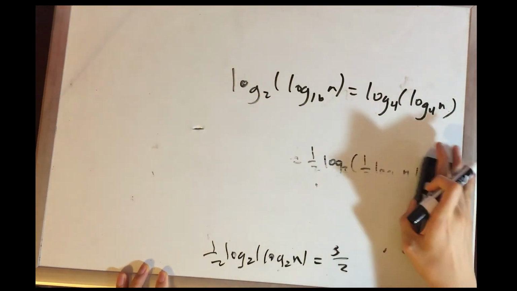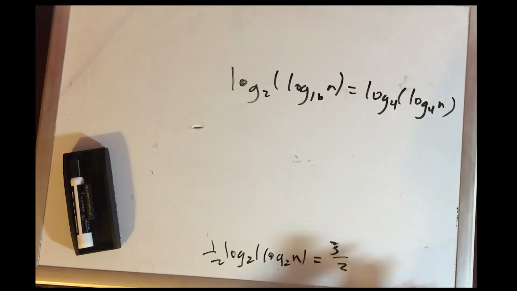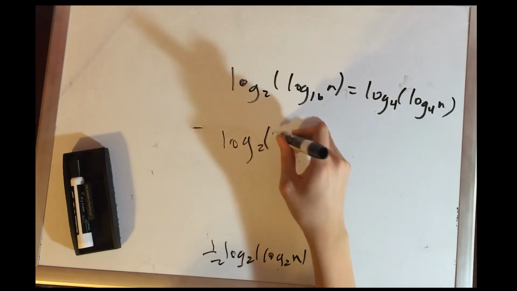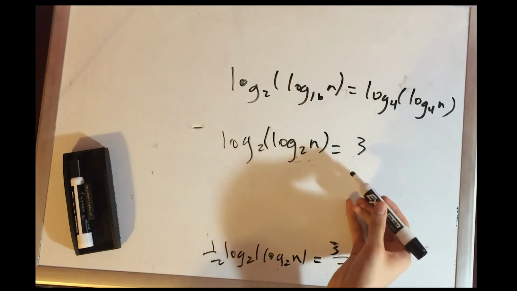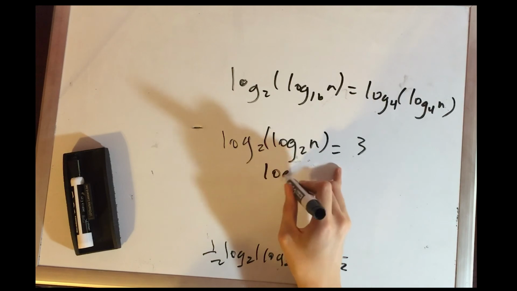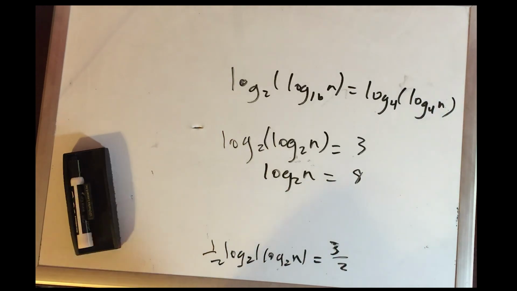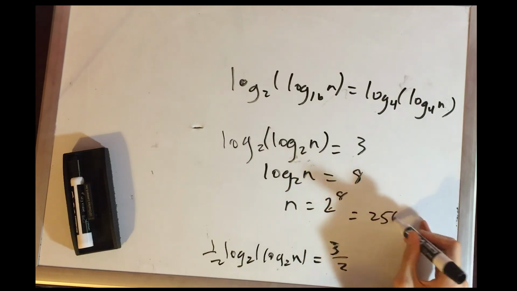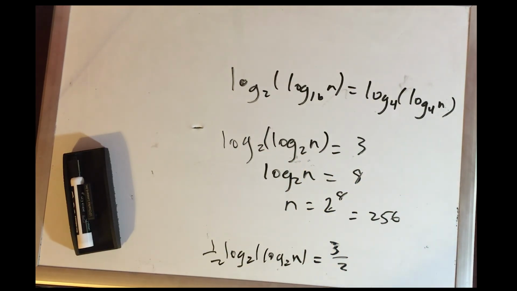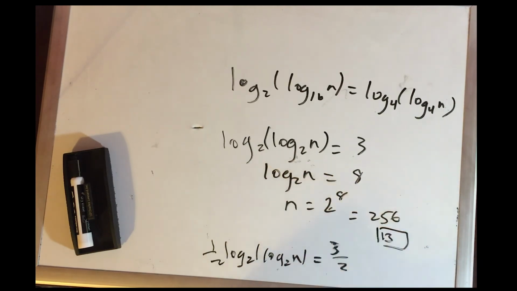I'll erase this for some more room. So first multiply by 2 on both sides. We have log 2 of log 2 of n equals 3. And then we're going to raise both sides to the power 2 to get rid of the log base 2. So then we have log base 2 of n equals 2 to the power 3, or 8. And then raise both sides to the power 2 again to get rid of this. Then we just have n equals 2 to the power 8, which is going to equal 256. So there we go. We got our answer 256. And it wants us to find the sum of the digits of n, which is just going to be 13. And that's going to be our answer E.